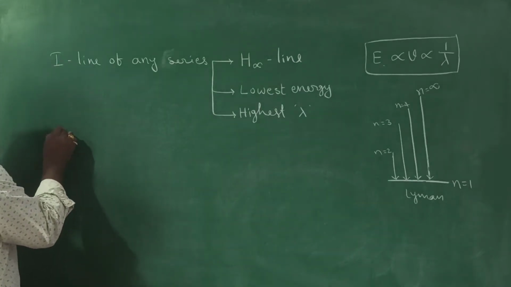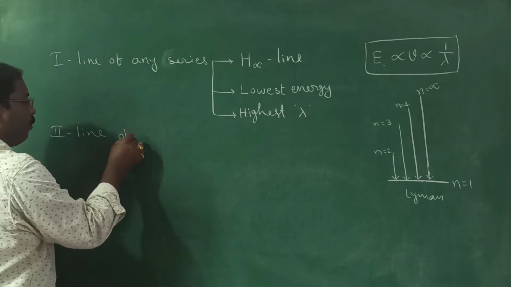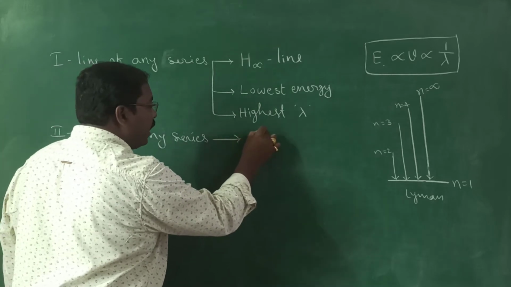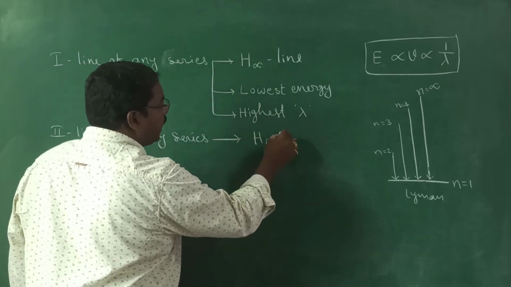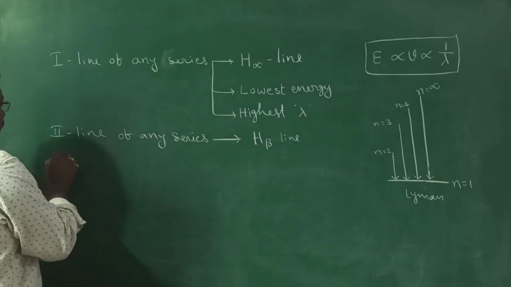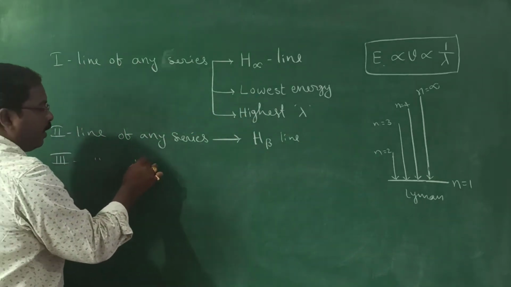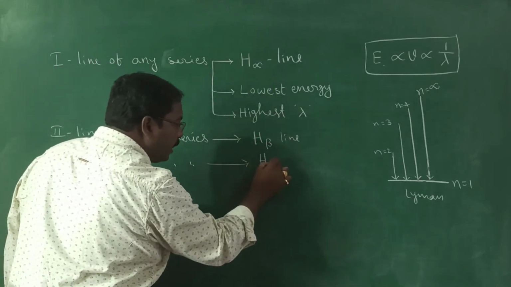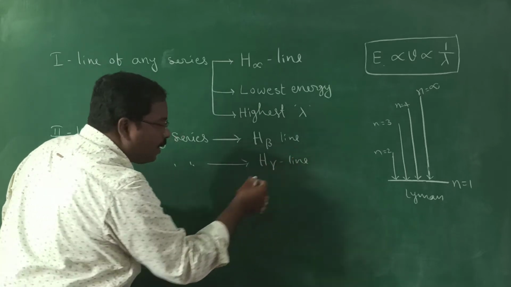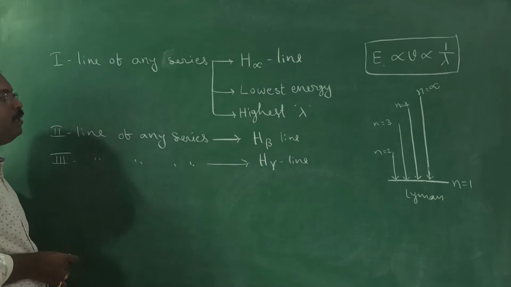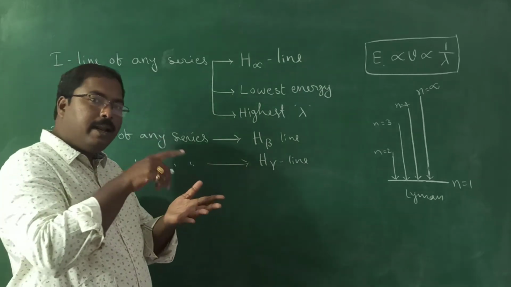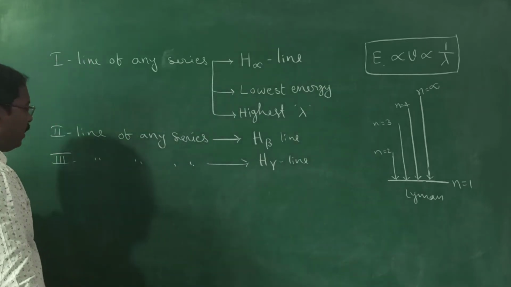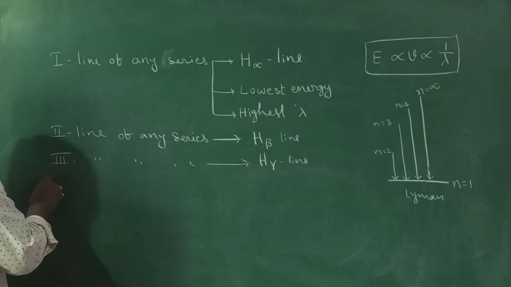Now, second line of any series, if you see, the first line we represented as H alpha line. The second line is H beta line. Okay. In the same way, third line of any series is alpha, beta, gamma, delta, like that, so on. Okay. So first line is H alpha line, second line H beta, third line H gamma, fourth line H delta, like that.